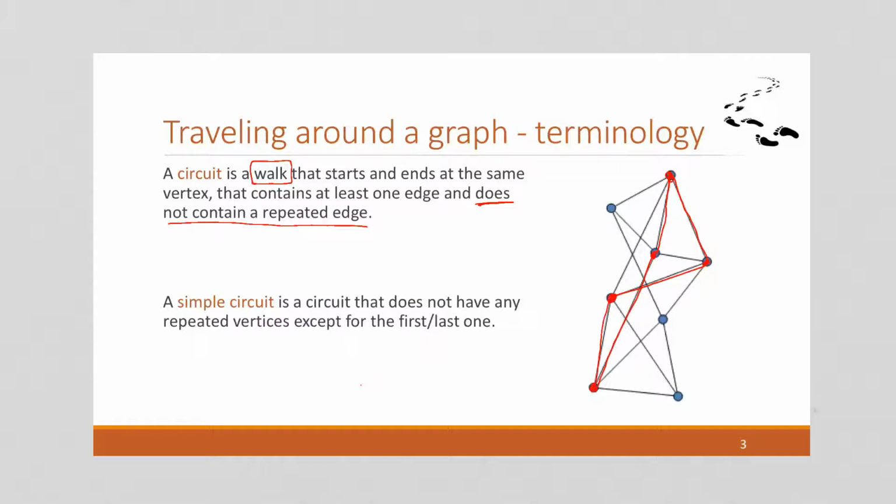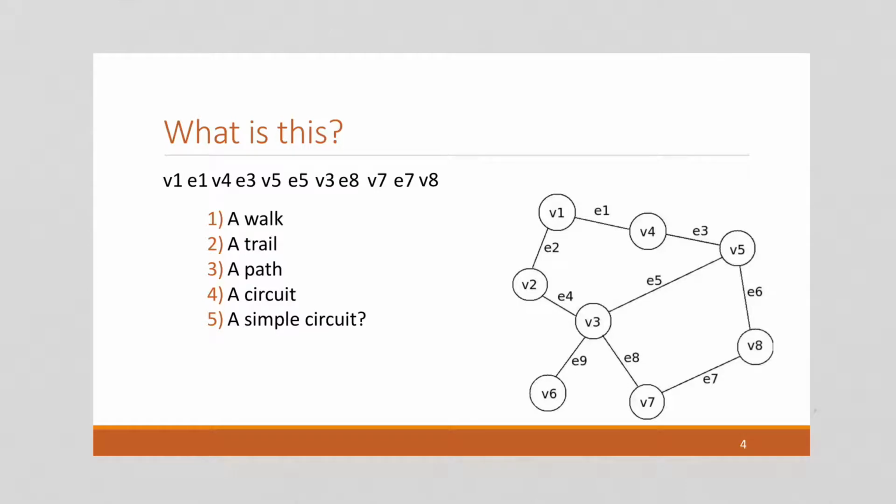Right? No vertices were repeated, no edges were repeated. That's a nice simple circuit. So let's do some examples. I have a graph over here with the vertices and edges labeled. It probably would have been a bit easier with the edges not labeled, but they are. So let's start, and we're just going to walk through here one at a time.